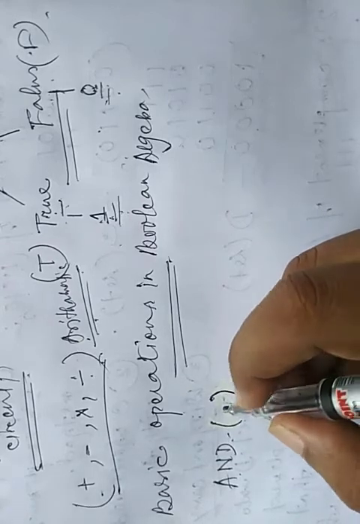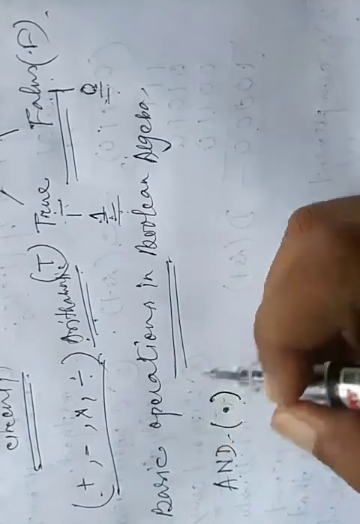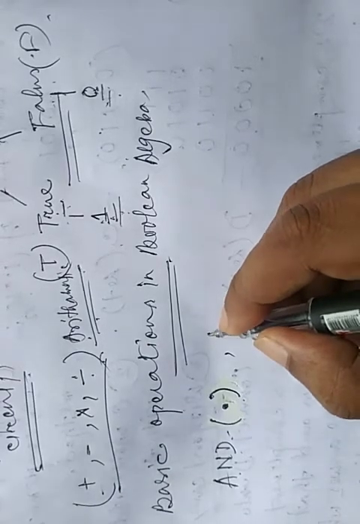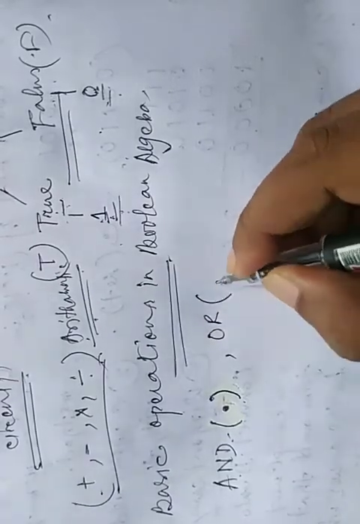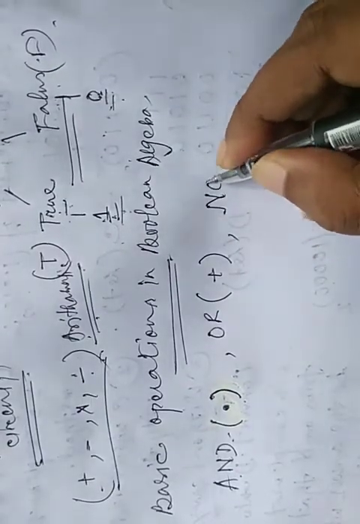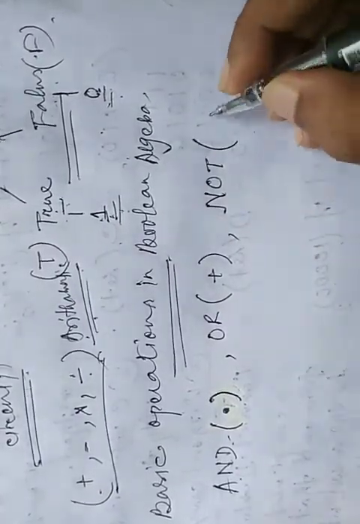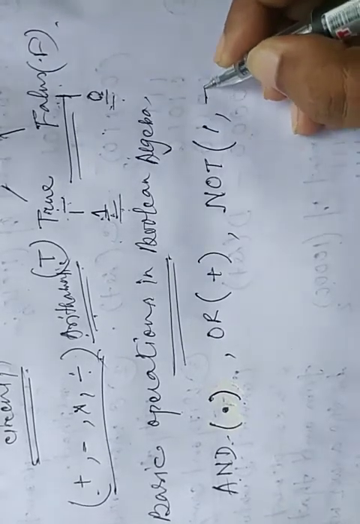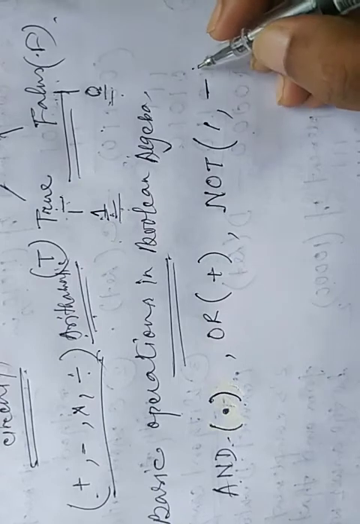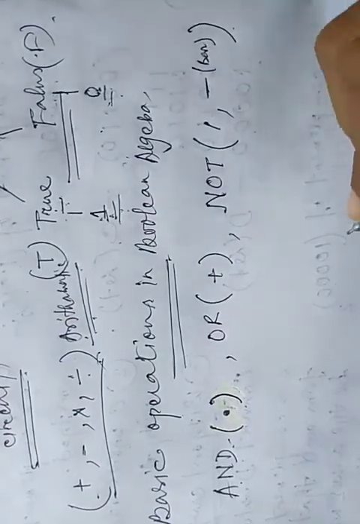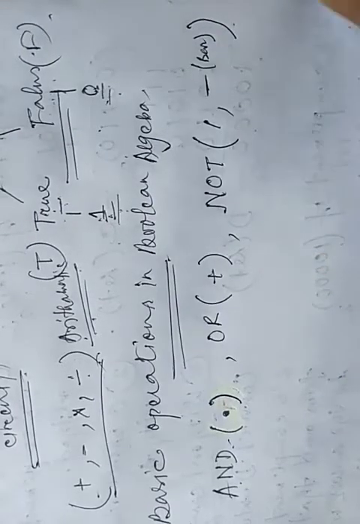Dot sign. Dot means as if our multiplication sign. OR operation is denoted by plus sign, and NOT operation is denoted by either dash or bar sign. Okay, so these are the basic operations.